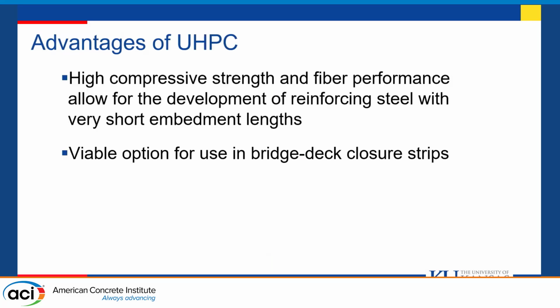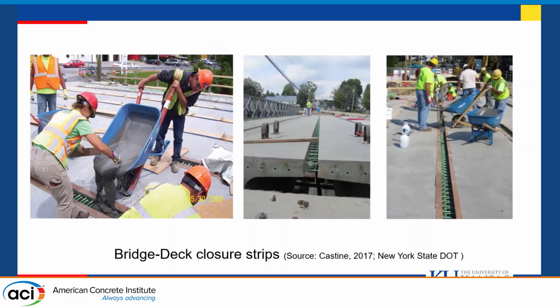Advantage of UHPC. Why do we need UHPC? It has very high compressive strength and fiber performance, which allow for the development of reinforcing steel in very short embedment length. Therefore, it is a viable option for use in bridge deck closure strips, which can be made very narrow. You can see UHPC being poured in the bridge deck closure strip, and you can see the closure strip is very narrow.